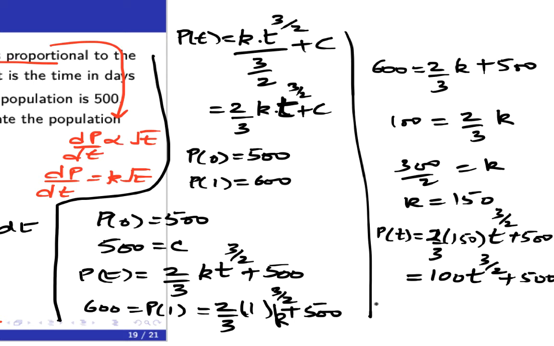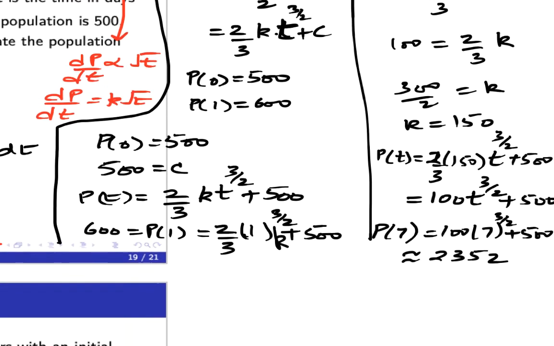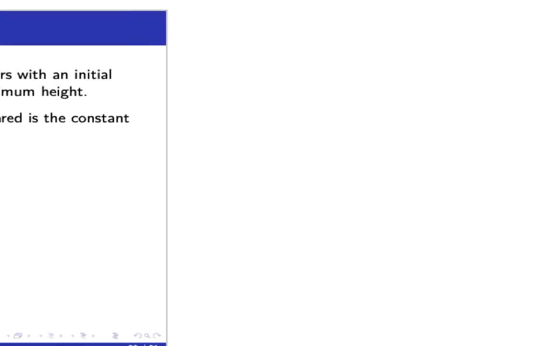Now the question is to find the population after 7 days. When you plug it in over here, we're going to estimate the population. So our estimation is around 2352. Okay, so we have solved our problem from biology. Let's look at some problems from physics.